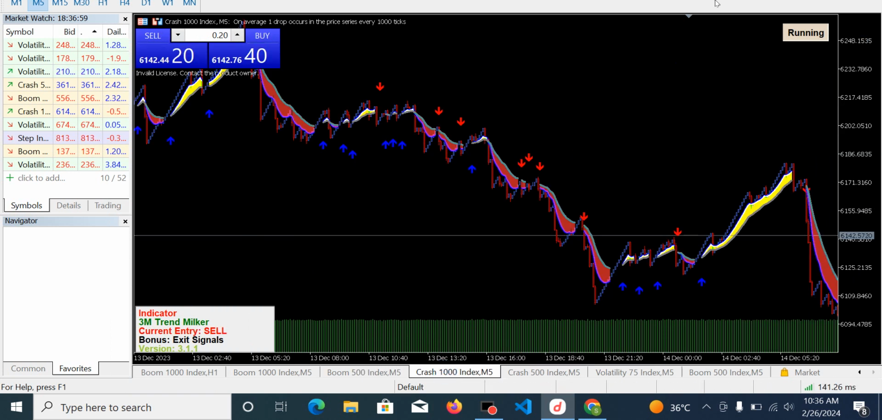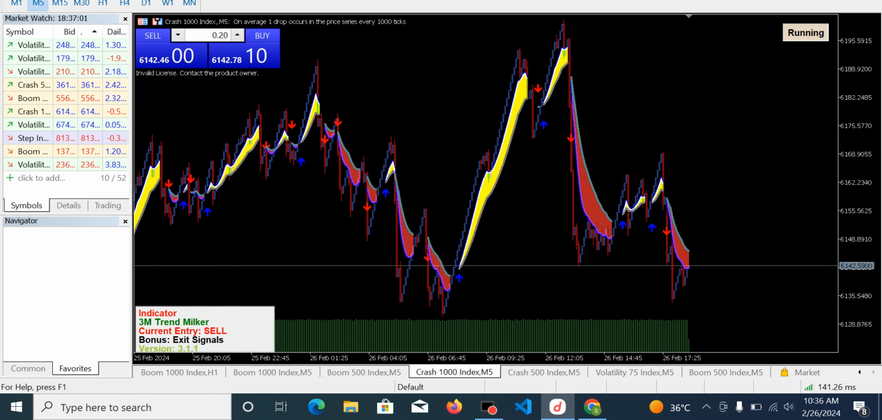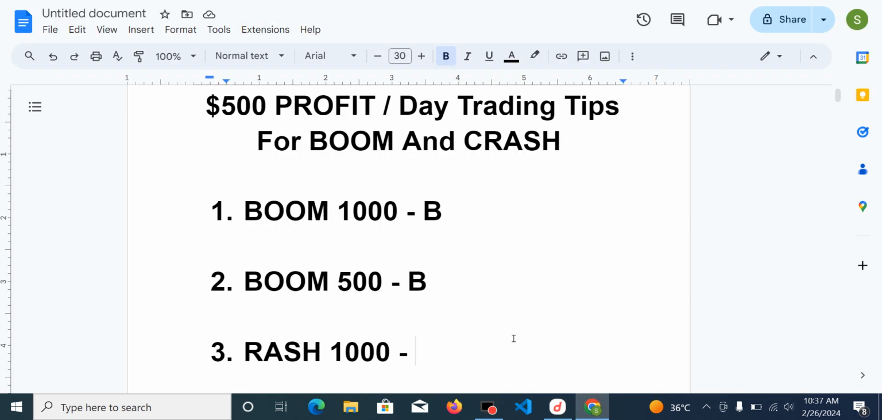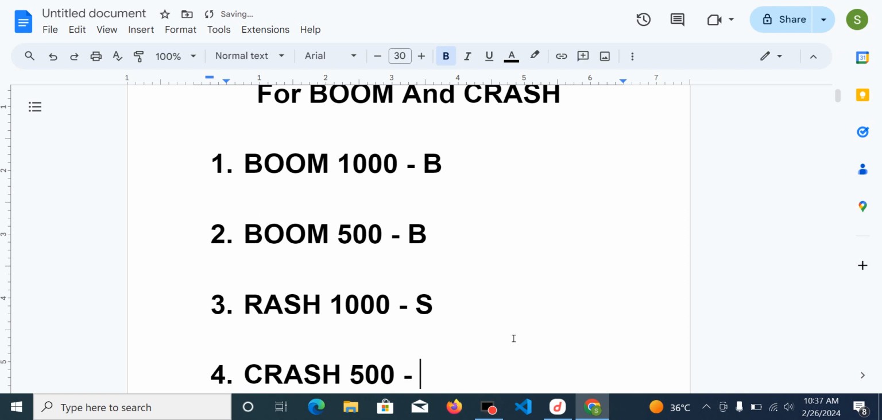So the next asset is going to be crash 1000. Let's check it out right away. This is crash 1000. After it got into this resistance zone, it was unable to break out above it, so it started selling right from there, and it is still selling at the moment. But when it gets to the support zone and it's unable to break out from there, it will go back on buy trend. But if it breaks out below it, then it will keep on selling. So this is still selling for now.